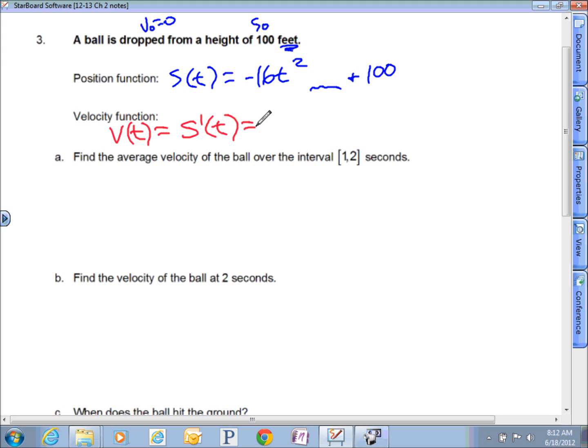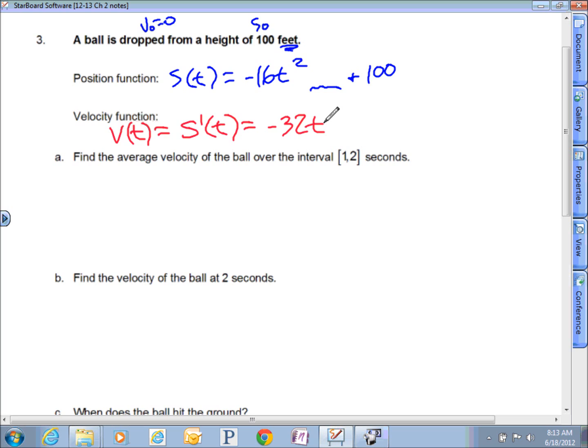Well, s prime of t, take the derivative of that blue function. So negative 32t plus 0. So there's my position function, give me the position at any time. Velocity function, give me velocity at any time. All I have to do is come up with what the time is.